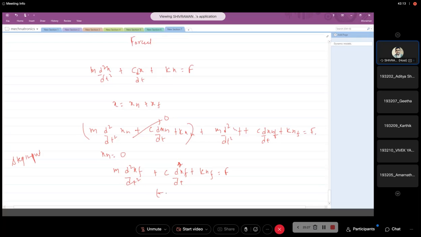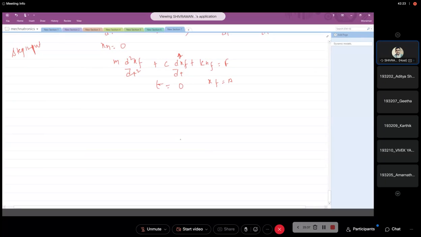Okay. So for a step input, when t is equal to 0, x_f is equal to a, which is a constant. So differentiation of the constant will be 0. So what you are having, ka is equal to f, and your a will be f by k. Okay. So x_f is equal to f by k. So the general form equation will be a e^(s1 t) plus b e^(s2 t) plus f by k.